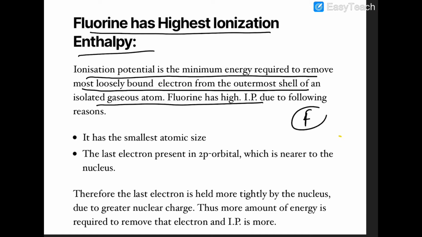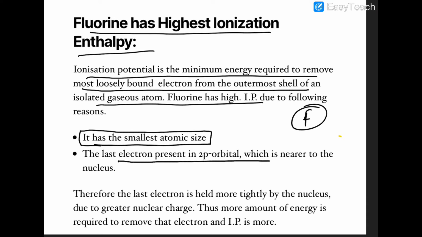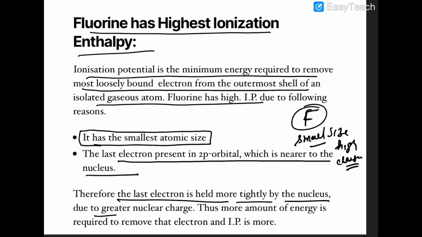Now in the case of fluorine, it has the smallest size in the group. The last electron is in the 2p orbital, which is nearer to the nucleus. So fluorine, being small in size and high in nuclear charge, it is very difficult to remove the electron. Therefore, the last electron is held very tightly by the nucleus. So among all the halogens, fluorine has the highest value of ionization enthalpy.